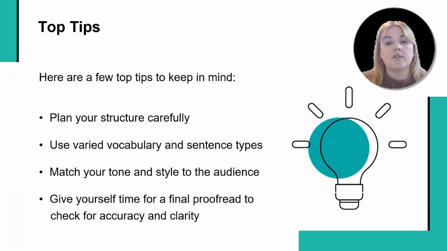Matching your tone and style to the audience. Think about who will read your writing and why. Use a formal, persuasive, or friendly tone as needed to be able to connect effectively with your reader. Finally, and most importantly, give yourself time at the end for a final proofread to check for accuracy and clarity. Always proofread your work, correct any spelling, punctuation, and grammar mistakes where possible. Clear writing helps your ideas to come across strongly and professionally.